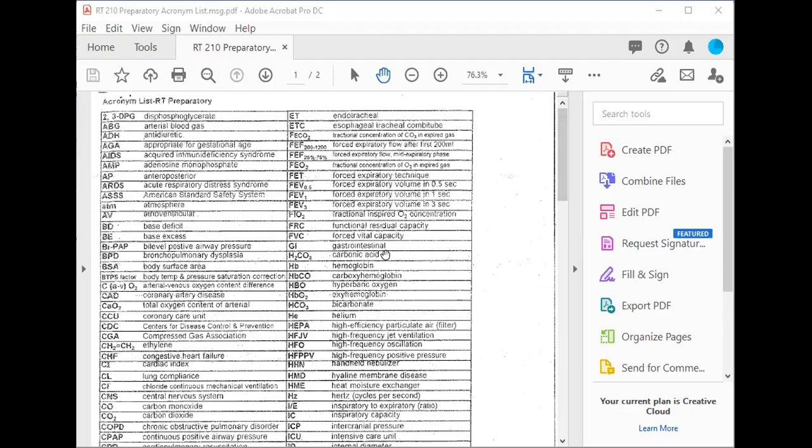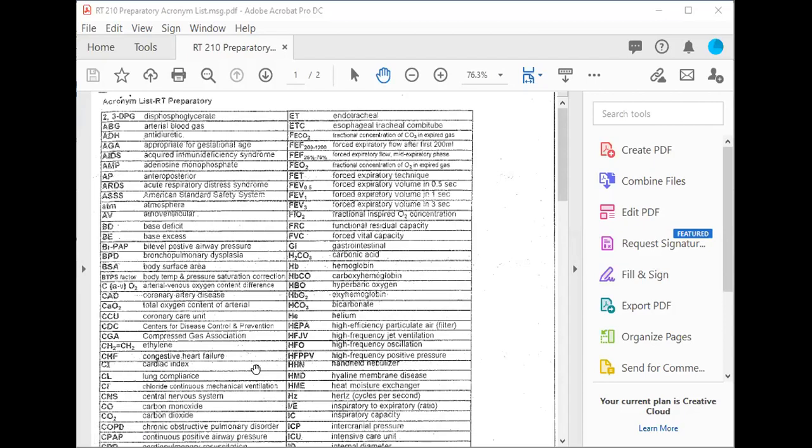In your notes, you will have a sheet that looks like this. Some acronyms. This is old school acronyms. You don't have to know every single one of these in 210, but just kind of go over those. Whatever you saw in your lecture, that would be something you probably need to know.